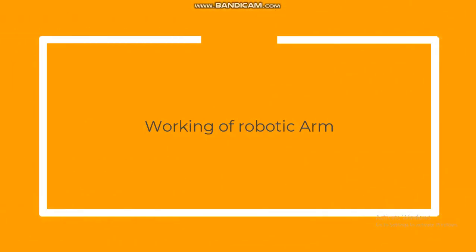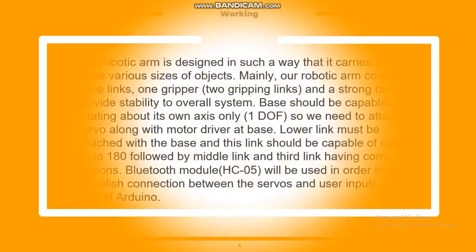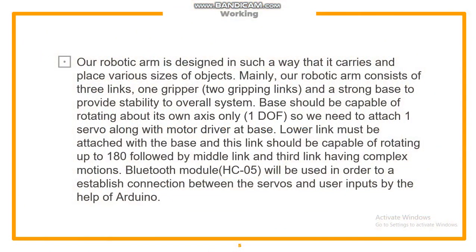Now, coming towards the working of the robotic arm, we have a robotic arm with different links joined together, moving in different directions by servo motors attached at different joints. These servos are controlled by Arduino, and further by the Blink app through our Bluetooth module HC05. By this, we can give any movement to our arm through our smartphones.